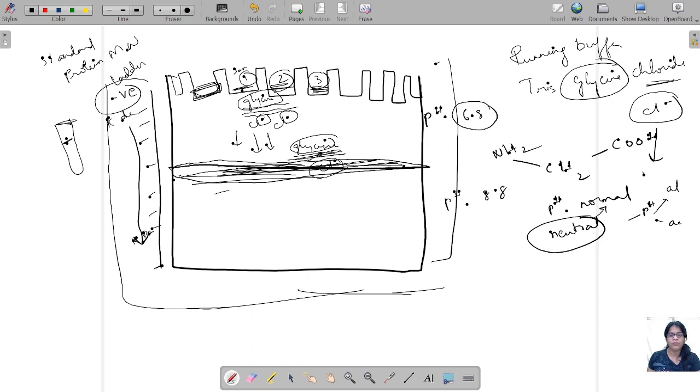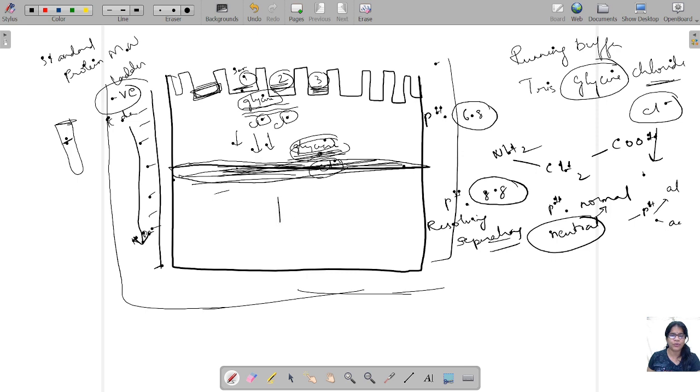So now once they enter into the resolving gel, it's also called the separating gel. This is the main gel where separation happens. Once it enters, the glycine molecule now enters into the alkalinity, right? 8.8 is an alkaline pH, right? So now the glycine molecules would move faster.